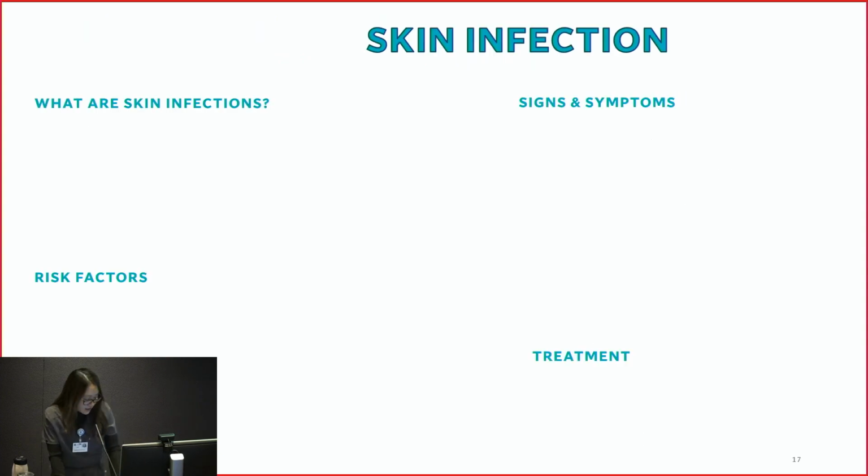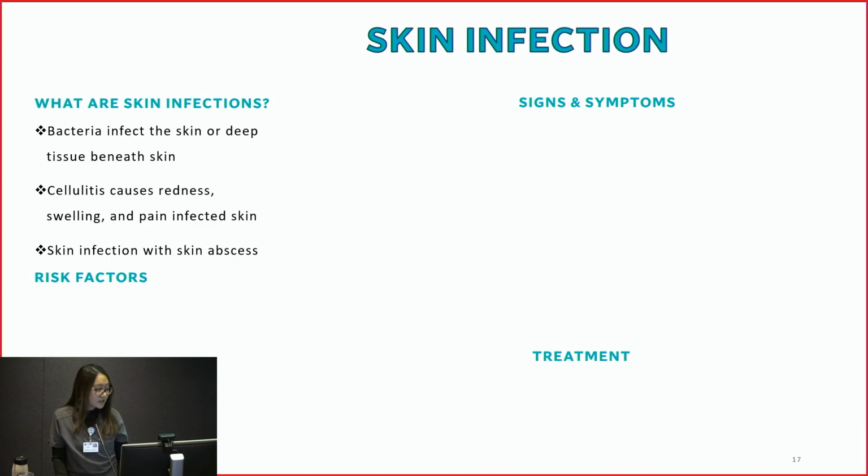Okay, the next type of infection is skin infection. Skin infection occurs when bacteria infect your skin or the deep tissue beneath the skin. Cellulitis is the common type of skin infection, where it causes some redness, some swelling, and pain wherever the infected area of your skin is. Another skin infection is called skin abscess. The only difference is that it builds some pus underneath the skin.